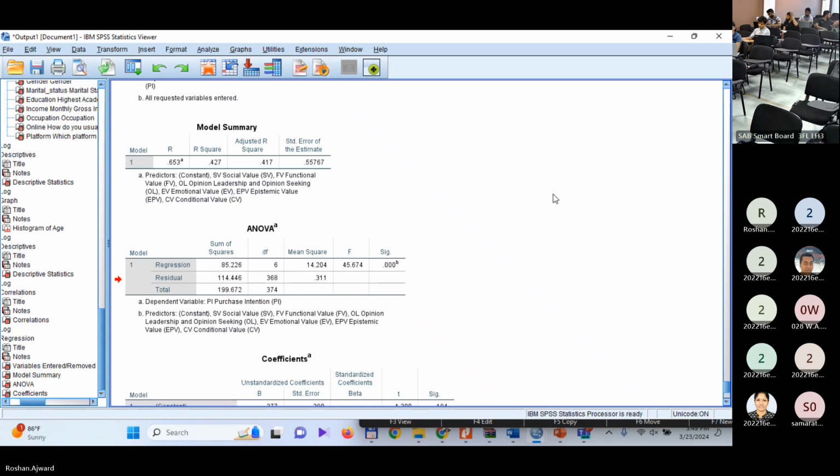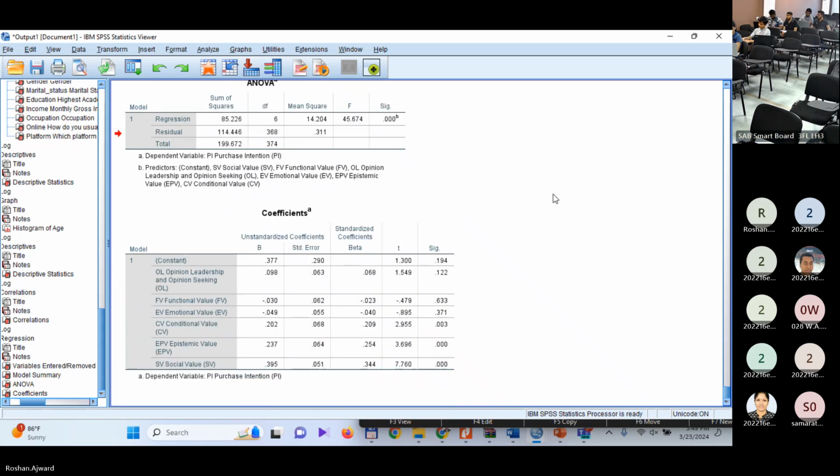But here it's valid. Now let's come to the last table, which is the most important table. The last table gives all the answers for your question. What is the intercept value? That alpha value. Then what are the beta values? The slopes are given here. So here you can see that's called the coefficient table.